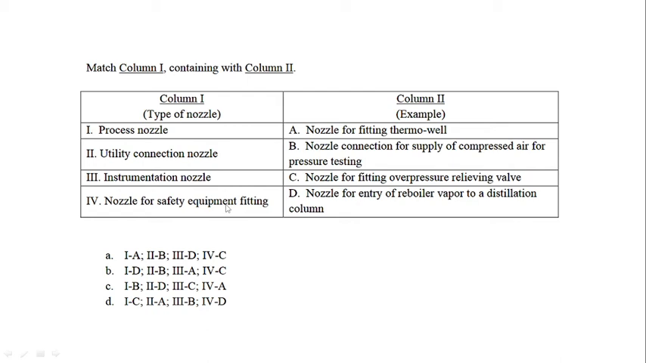Next one, consider the following two statements. Statement 1: a thermocouple is suitable for measuring both high and low temperatures. Statement 2: RTD gives a linear response. Resistance temperature detector gives a linear response. Choose the correct option from the following. Both statements 1 and 2 are false. Both 1 and 2 are true. 1 is false and 2 is true. 1 is true but 2 is false.